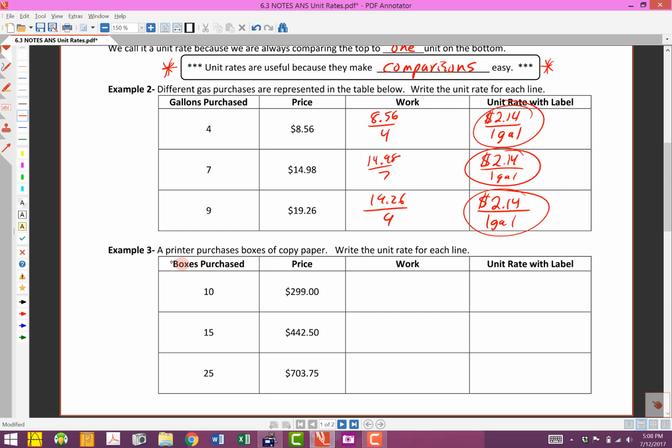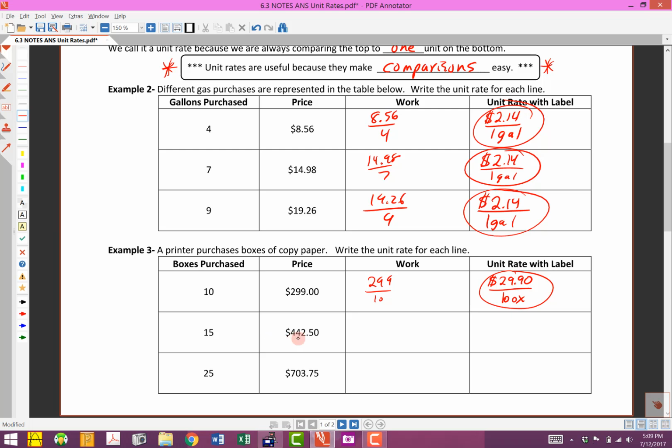So let's take a look at this one. A printer purchased boxes of copy paper. Write the unit rate for each line. So 10 boxes for $299, so we're going to do $299 divided by 10. If you throw that into a calculator, you're going to end up with $29.90. So make sure you put the 0 there, and that's per box. So there we go there.